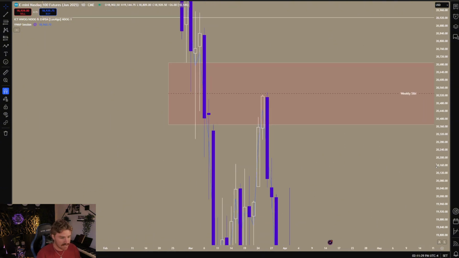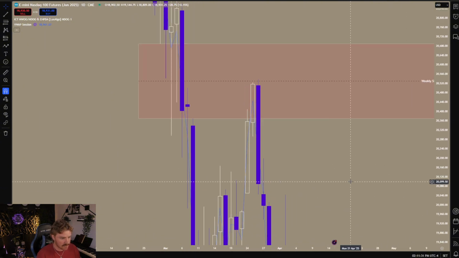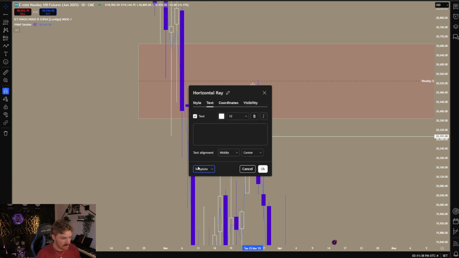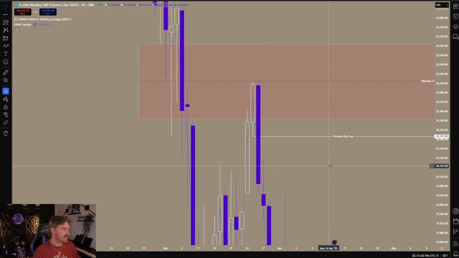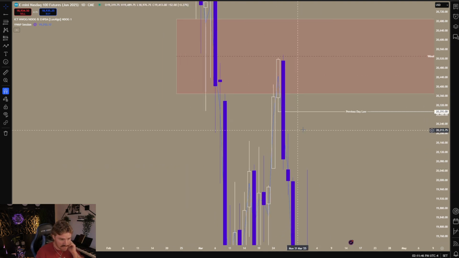And then where are we looking to target? Well, first of all, if we got entries all the way up here, we're looking to target previous day low. Remember, we're looking at previous session liquidity because just having a bias is not enough. We need to know where price is actually going. Where is it targeting? Where are key levels? Well, we have previous day low here.